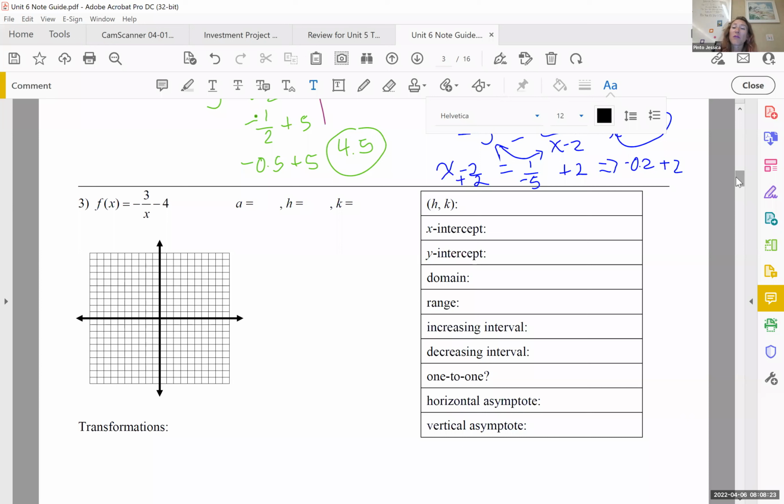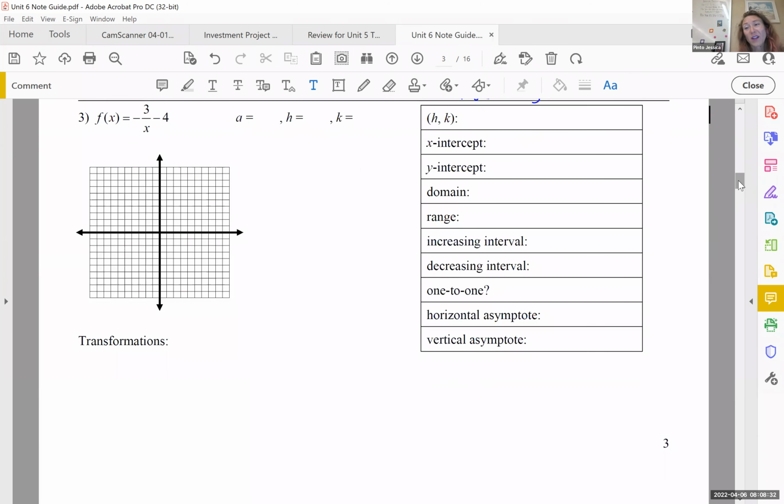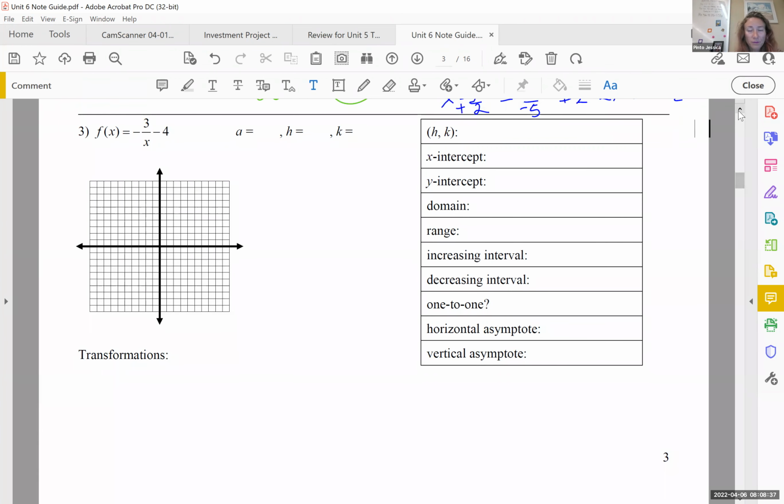So this one is great because we finally have an A value that's not just boring old 1. And we're going to get to see how A is used here, which I love. And so overall, we're going to need to make a transformation chart. So identifying A as, what is it? -3. The negative sign belongs to the A. The H is 0. There's nothing down there with X. And the K is -4. So the HK is going to be at 0, -4.